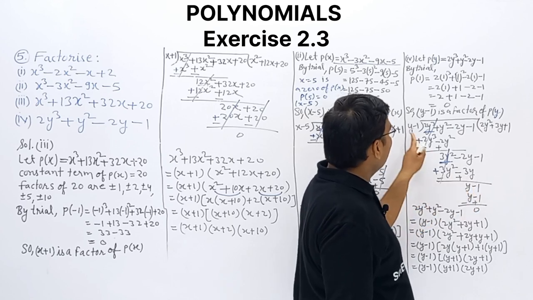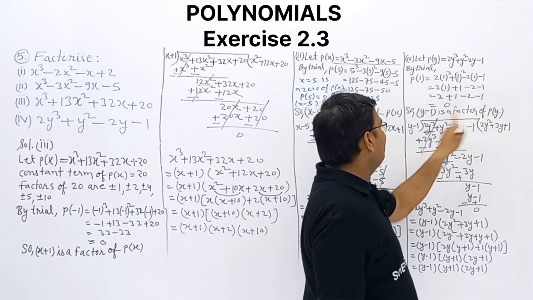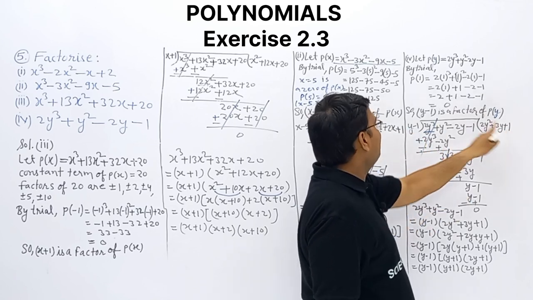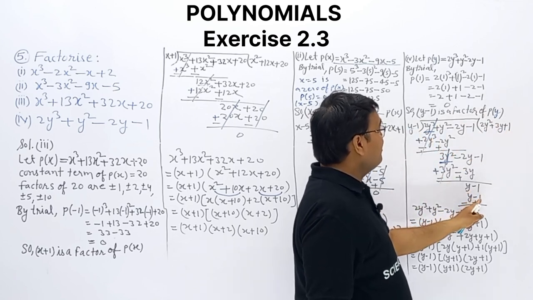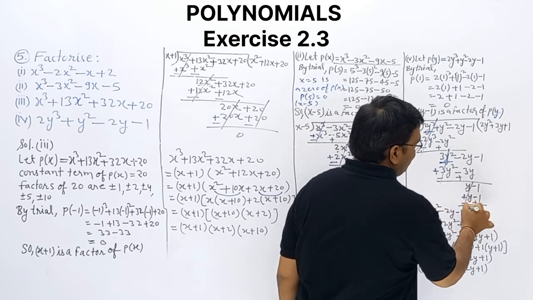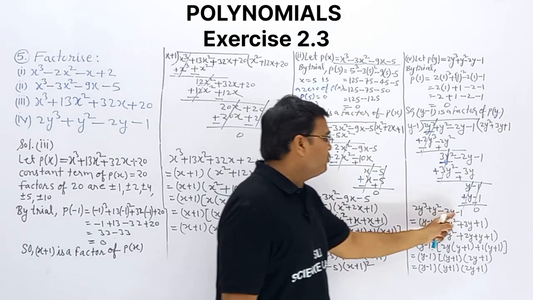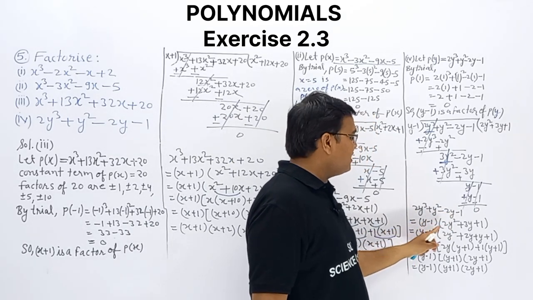We want y. There is a y minus 1. Directly we multiply plus 1. 1 multiplied by y, y. 1 multiplied by minus y, minus 1, minus 1. So when we subtract, this is a positive minus. Minus, so both will be cancelled and remainder is what? 0. Now this polynomial having one factor is y minus 1, another one is what?